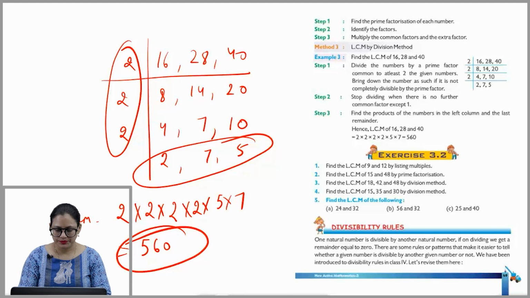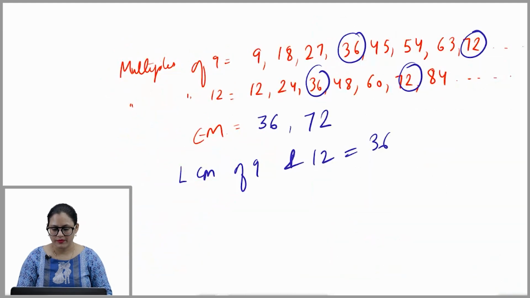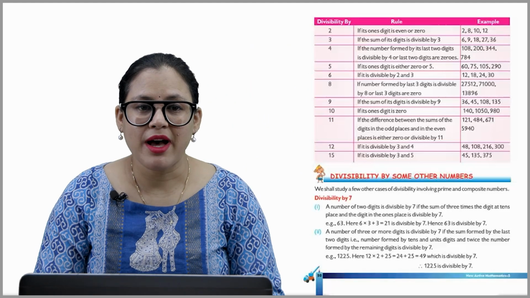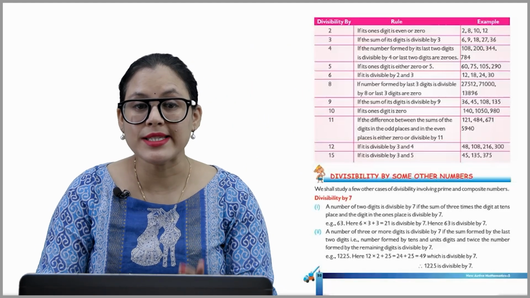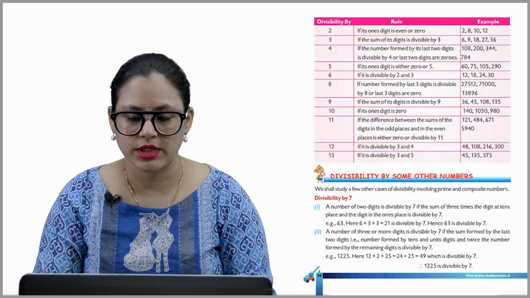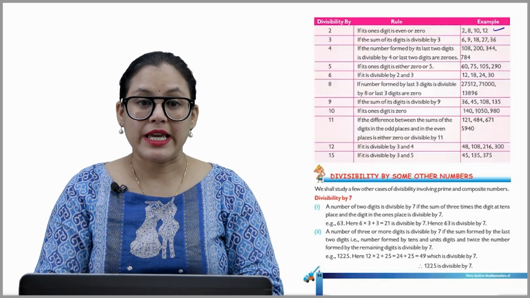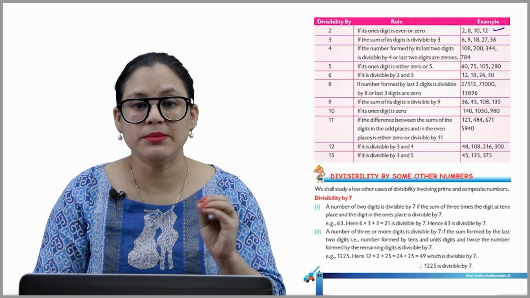Divisibility rules. One natural number is divisible by another natural number if on dividing we get a remainder equal to 0. There are some rules or patterns that make it easier to tell whether a given number is divisible by another given number or not. We have been introduced to divisibility rules in class 4. Let's revise them here. Divisibility by 2 rule: if its ones digit is even or 0. Examples. Okay.